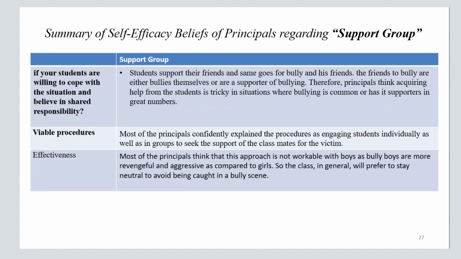The support group method is the method in which the students are willing to cope with the situations and believe in shared responsibility. So the students support their friends, and the same goes for the bully and his friends. The friends of the bullies are either bullies themselves or are supporters of bullying. Therefore, principals think that acquiring help from the students is tricky in situations where bullying is common or has its supporters in great numbers. So most of the participants think that they are unable to create such an environment in which the students support each other.